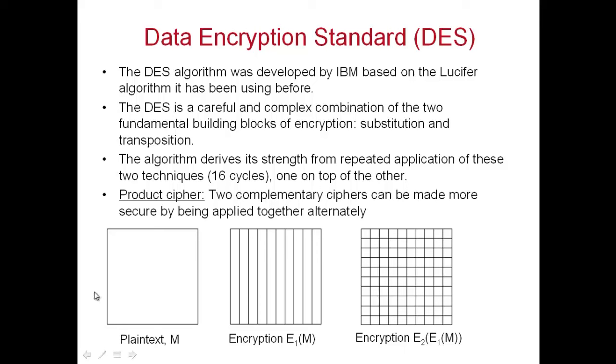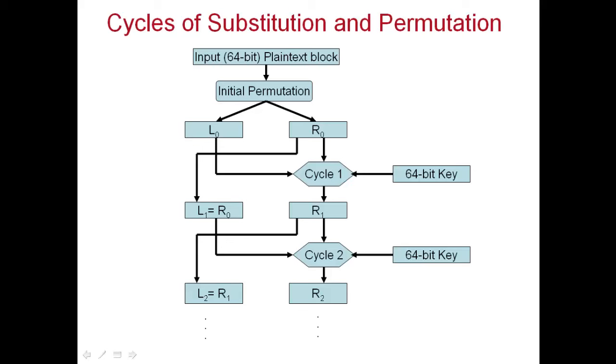So you have a plain text message and you do an encryption once, and then you do encryption again. This is kind of a high level idea about this. In each level of encryption, it involves both substitution and transposition. So let's see the details of the cycle.